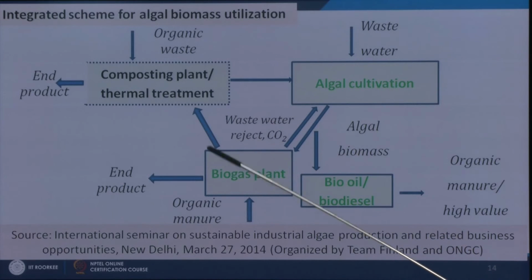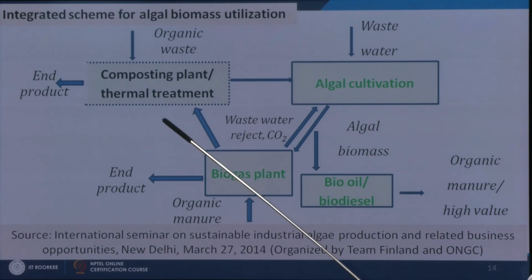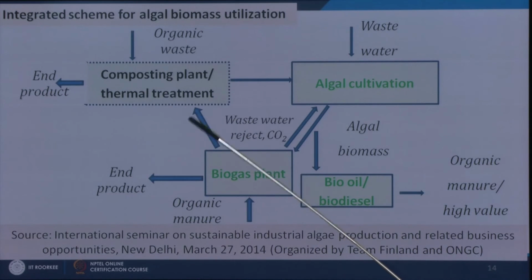One example of the integration is shown here. When algal cultivation is going on, the algal cultivation can be used for bio-oil or biodiesel production. This can be used for a biogas plant, that is anaerobic digestion, biogas production, and after oil extraction, the oil extracted biomass can be sent to the biogas plant also. After biogas production, we will again have some sludge, so that sludge can be used for a composting plant, for thermal treatment etcetera. Through thermal treatment you can also get energy from the material which remains after biogasification. That way the whole process can be integrated, and if we can use this approach, it may improve the economy of the process.